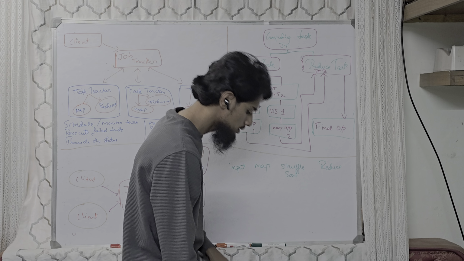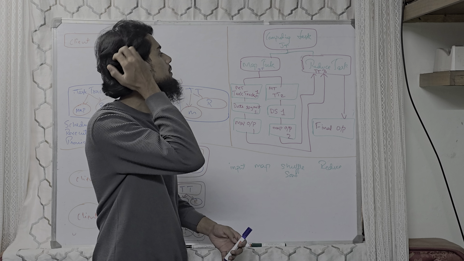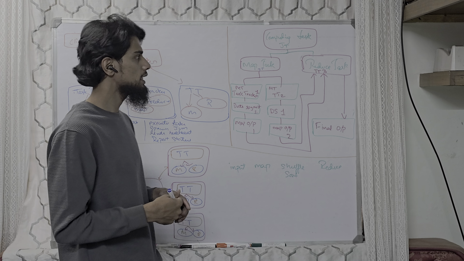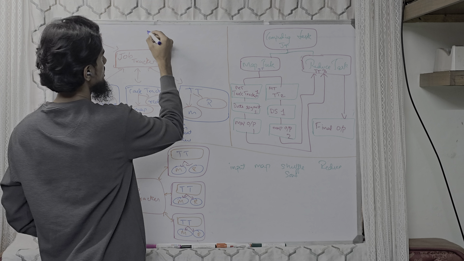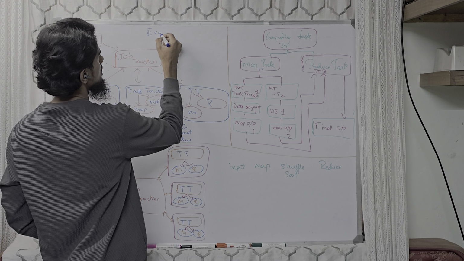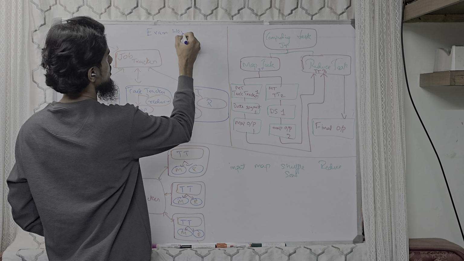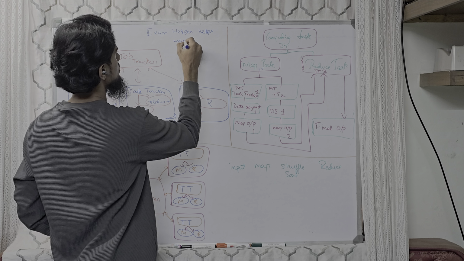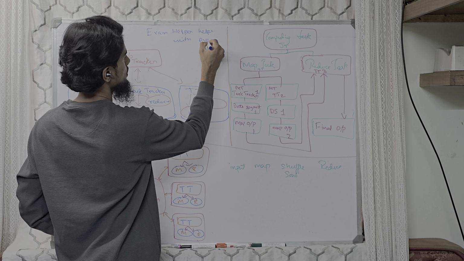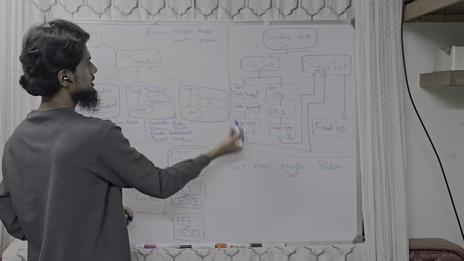So in map task, what's happening in map task? Before we move to the map task, I'll just tell you. Let me write an example: exam, helper, helps with exam. Okay, so basically this is the example of what is happening.